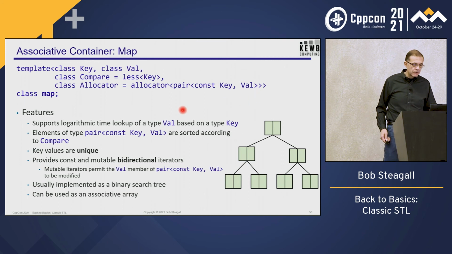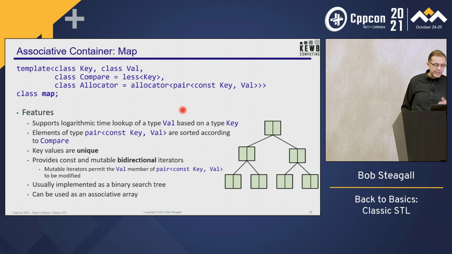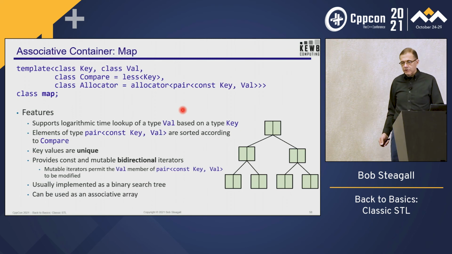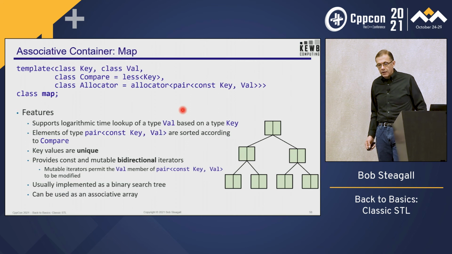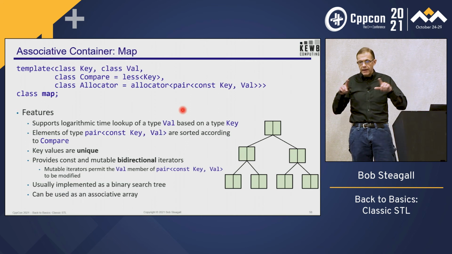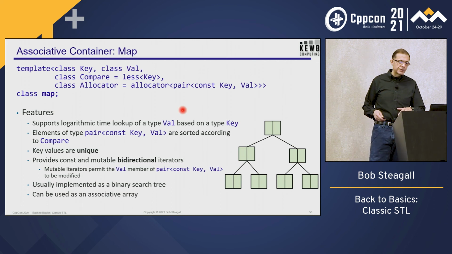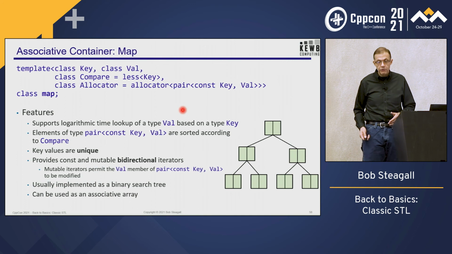So like the other two, logarithmic lookup time, key values are unique, and it supports bidirectional iteration. And it's typically used as an associative array. In fact, it provides brackets syntax like similar constructs in Python or Perl, for example.